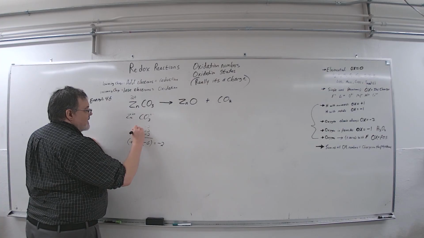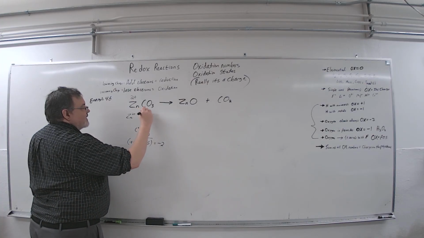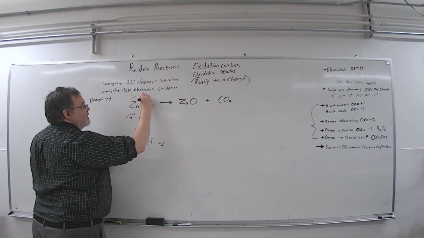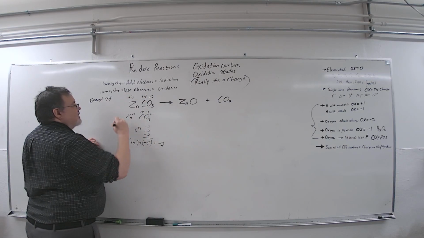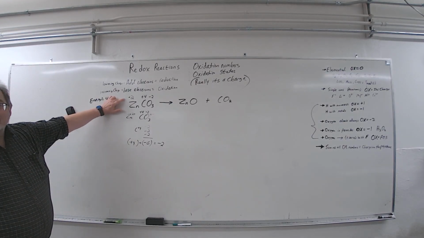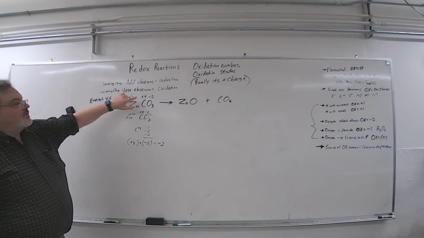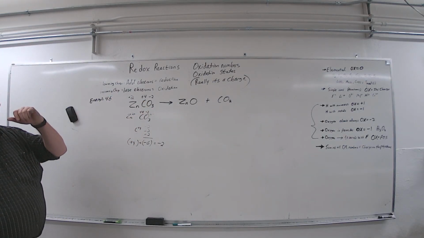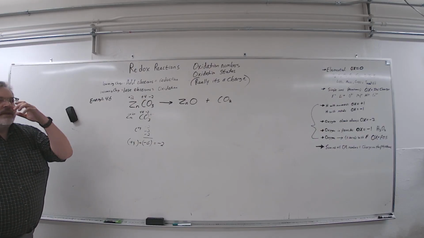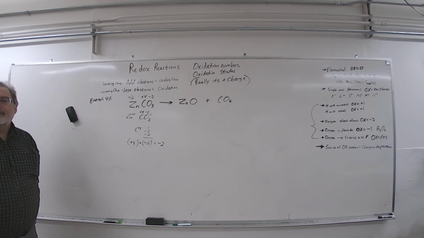+4. So the carbon has to be +4, and the oxygen was -2. So this is +4, and that's -2. Do you see where I get these 3 numbers? Zinc was +2, carbon was +4, and oxygen was -2. And we have to do that with all of these. You with?